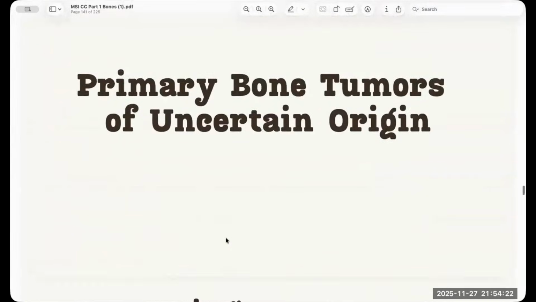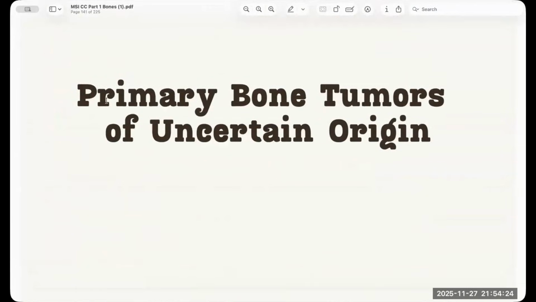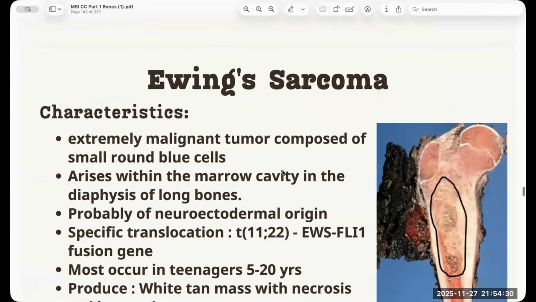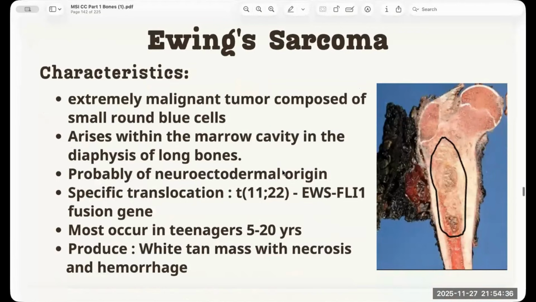Okay. Now the other group, which is tumors of uncertain origin. First one is Ewing's sarcoma, super high yield. Characteristics of it is basically, first of all, it's an extremely malignant tumor composed of small round blue cells. Please do memorize this. Small round blue cells. It arises within the marrow cavity in the diaphysis of the long bones, as seen here.